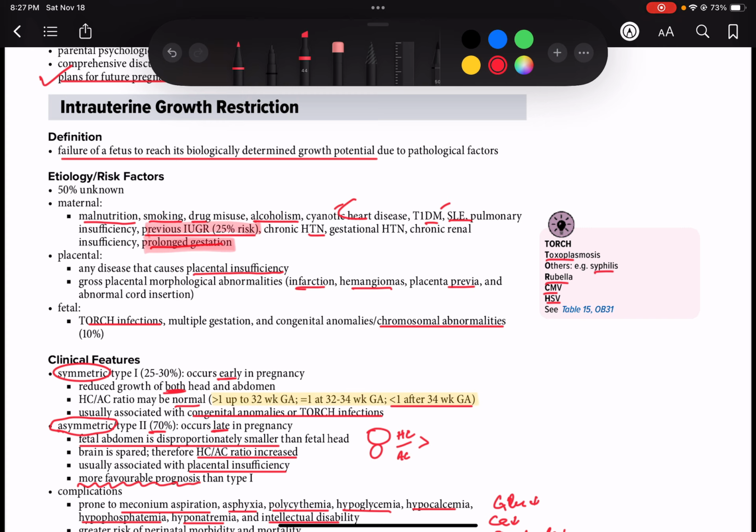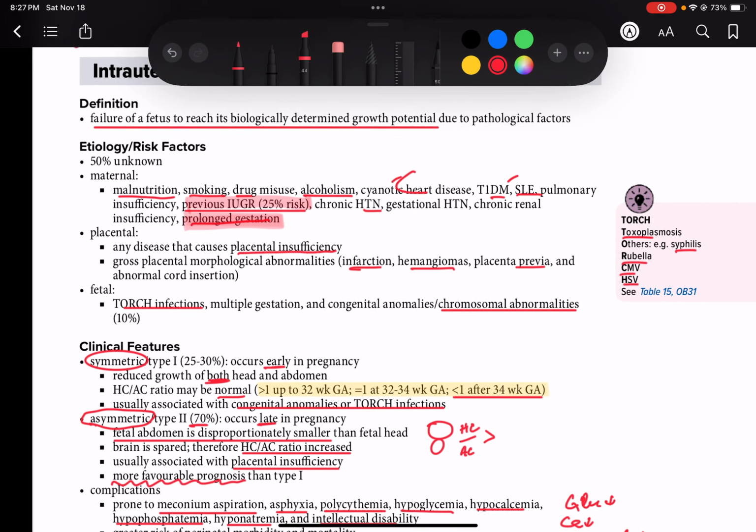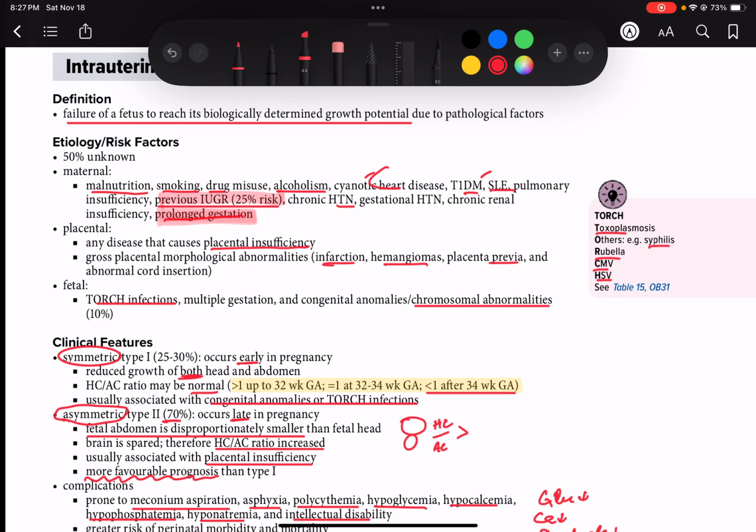Placental problems like placental insufficiencies, any infarction, hemangioma, placenta previa, abnormal cord insertion. So the nutrition is good, but the interface from where the baby is going to get the nutrition has some insufficiency going on. Or in the fetus, there are TORCH infections: toxoplasmosis, others, syphilis, rubella, CMV, HSV. So there's some TORCH infection which is not letting the baby grow to its full potential. Multiple gestation, congenital anomalies, or chromosomal abnormalities.